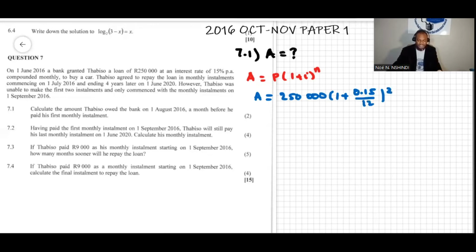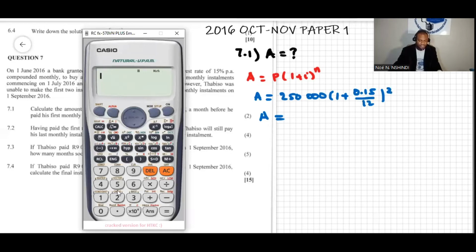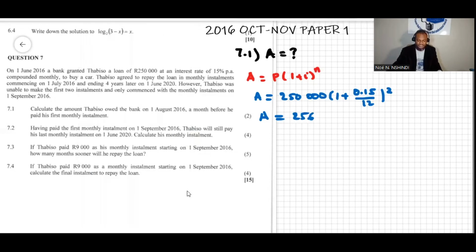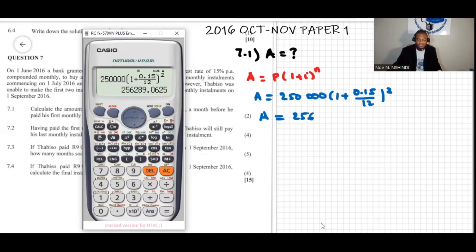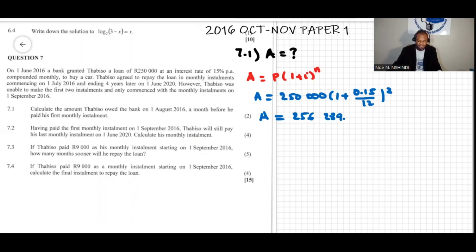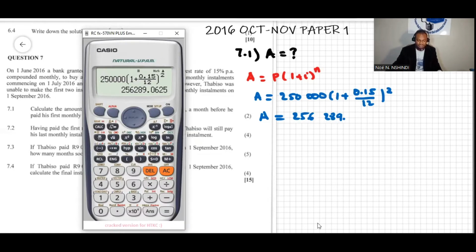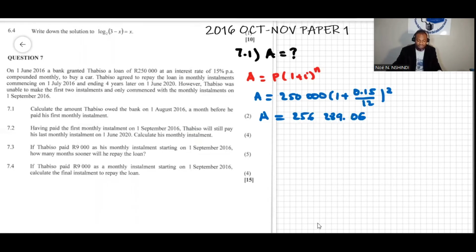A will be equal to, we can just use a calculator to work it out. So 250,000, open brackets, 1 plus 0.15 over 12, all to the power of 2. So when we hit equals, this is equivalent to 256,289.06 rand. This is the amount that Tabiso owed the bank after 2 months.